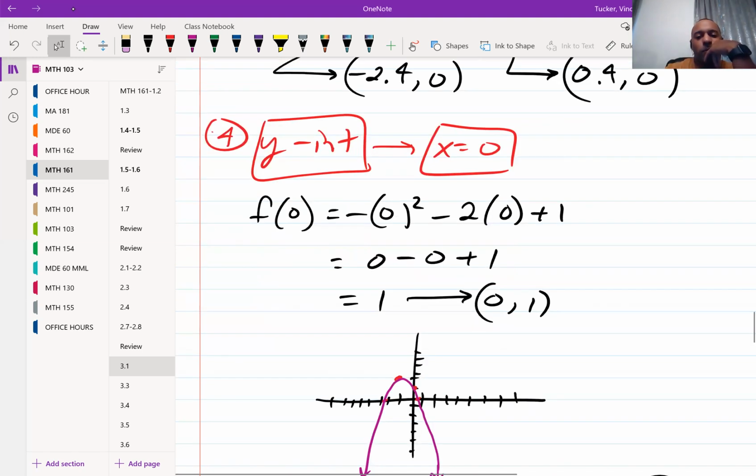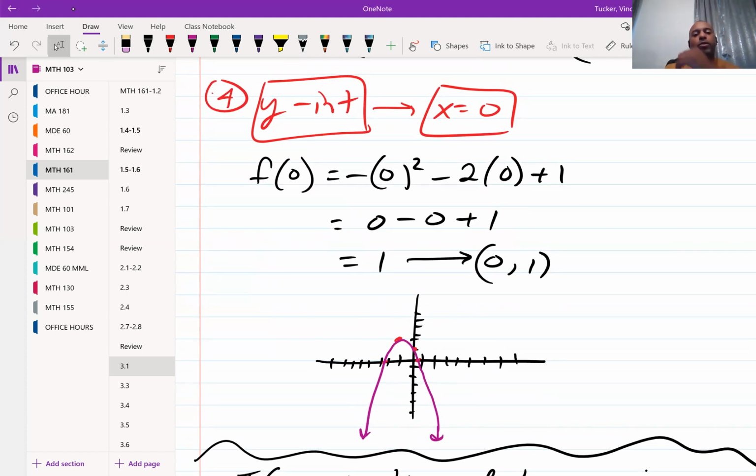All right. So graph those points, and it will give us our parabola.